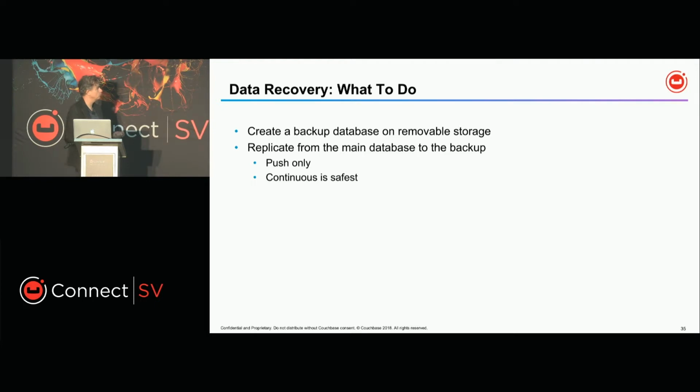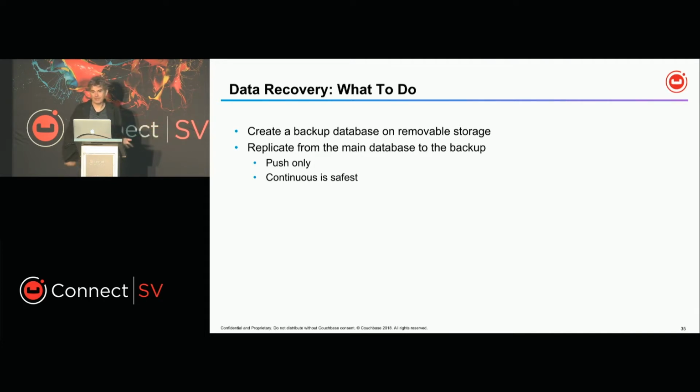So the idea is that you have a removable storage medium, like an SD card plugged into your phone. And you can create a backup database. You just create another database in the file system on that external medium and run a local-to-local replication, which is one of our Enterprise Edition features, from your main database to the external one.